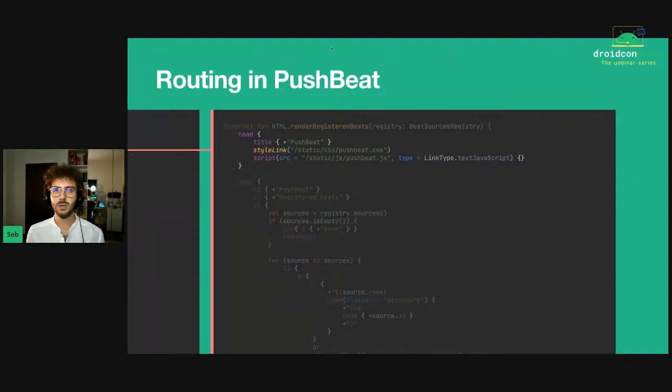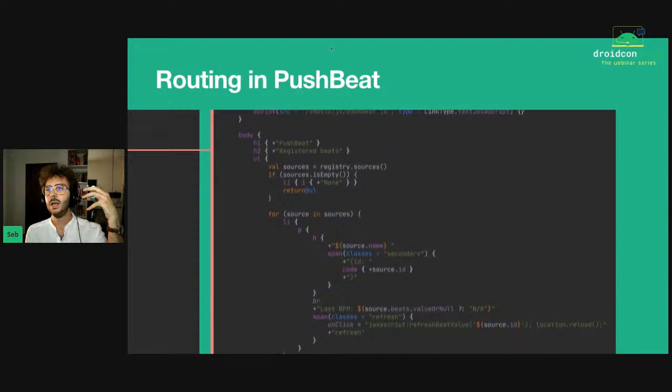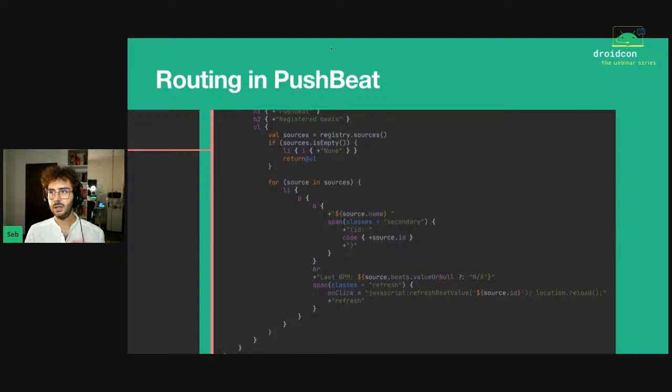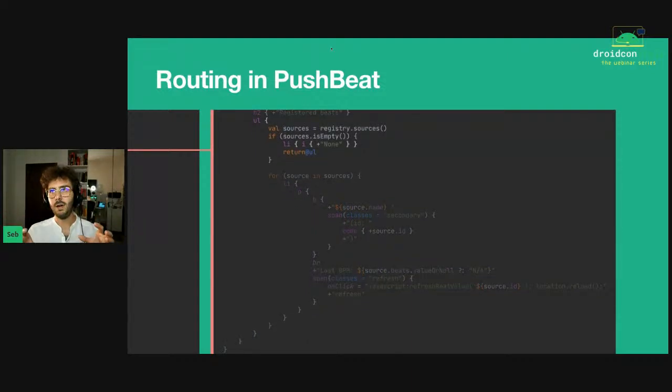In this case, we say there's a head section in the HTML. It contains a title, a CSS, a JavaScript file, links to them. We have a body that contains title and subtitle, and it contains a list of items that we have registered, because you might, for example, have multiple heartbeat providers.